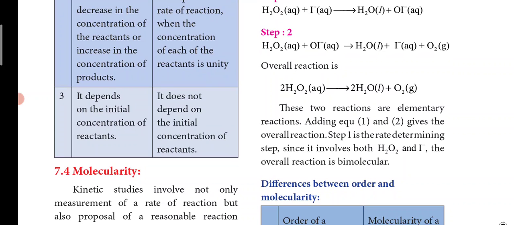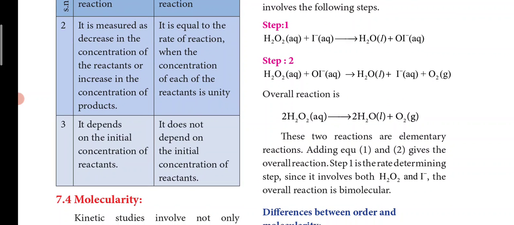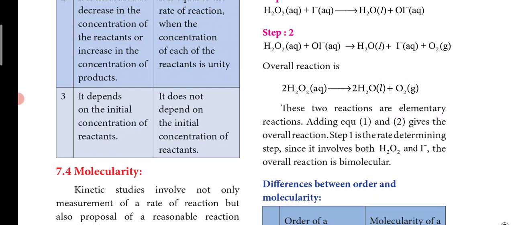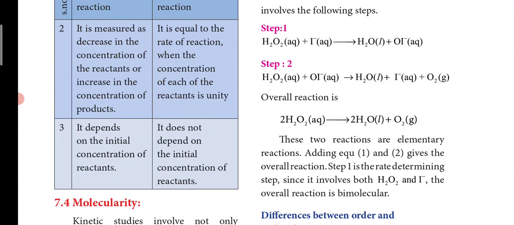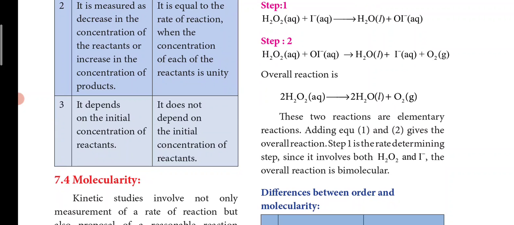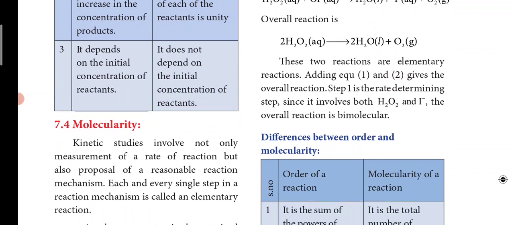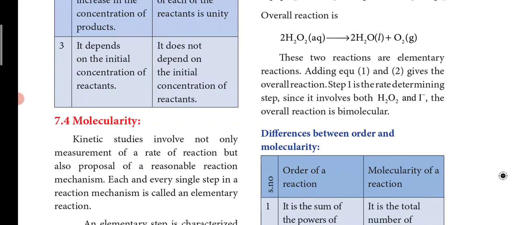In this, step 1 is the rate determining step. Step 1 is the rate determining step because it happens very slowly, since it involves both hydrogen peroxide and iodide ion. So the overall reaction is bimolecular. We find the order using the rate determining step. Which is the rate determining step? Since hydrogen peroxide and iodide both are involved, it happens slowly. The step that happens slowly is called the rate determining step. Since both reactants are involved there, the overall order is 2. So we call this bimolecular.